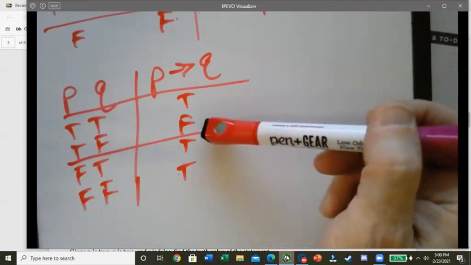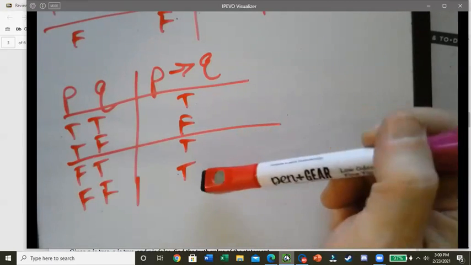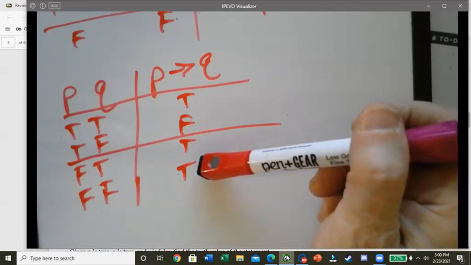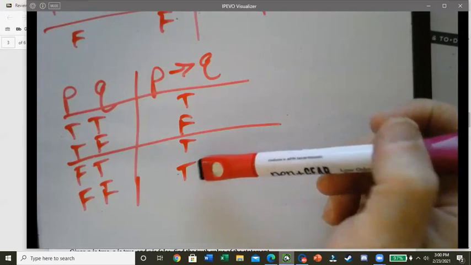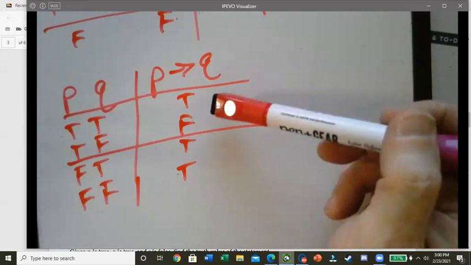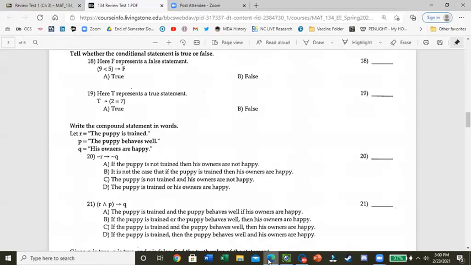So that's a true statement. So if your friend says he can't go to the party and he doesn't go to the party, that's a true statement because he said he was not going to go to the party and he did not go to the party. So that's a true statement. Okay, so that's one way to remember that.